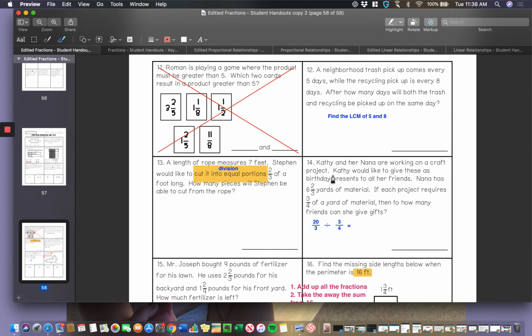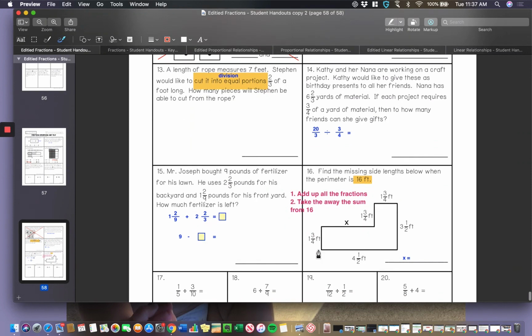Number 14, Kathy and Nana are working on a craft project, and Kathy would like to give these birthday presents to all of her friends. Nana has 6 2/3 yards of material. If each project requires 3/4 of a yard of material, then how many friends can she give the gifts to? So I take 6 2/3 and I converted that to an improper fraction, and I'm dividing it by the required material for the projects, 3/4. So you just have to perform this math problem right here.